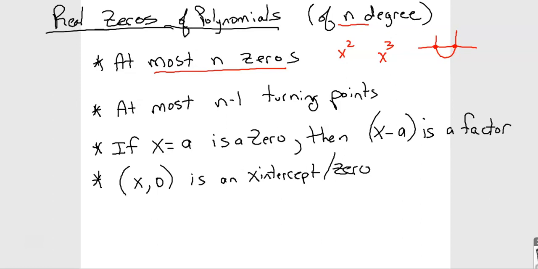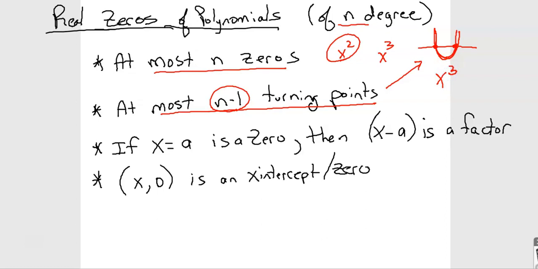The next thing is, at most there's n minus 1 turning points. So again, think of the parabola. So the parabola, because it's x squared, n minus 1 means there's only going to be 1 turn. And notice it just turns from down to up. It only turns 1 time. And x to the 3rd, again, 3 minus 1, so at most it's going to have 2 turns. So you always take, whatever the degree is, you're going to basically subtract 1, and that's at most how many turning points it will have. So even something like an 8th degree, at most it's going to have 7 turns.